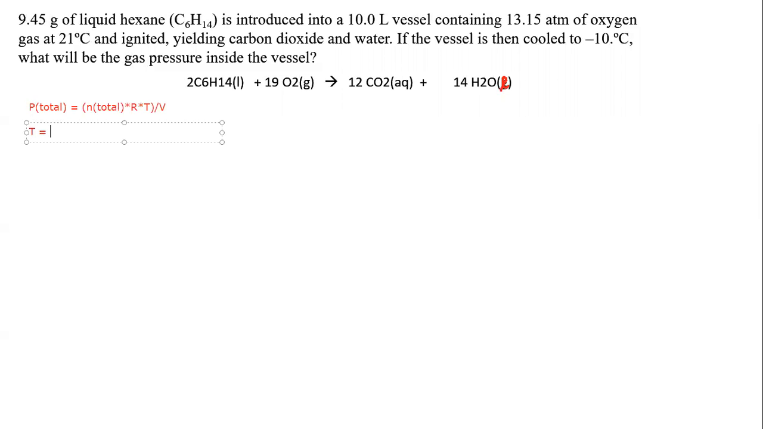The temperature of the vessel is negative 10 degrees Celsius, which is 263 Kelvin. The volume of the vessel is 10 liters. So what we need to know is the total moles of gas in this vessel that we cool down to negative 10 degrees Celsius. And once we find that, we can find the total pressure.